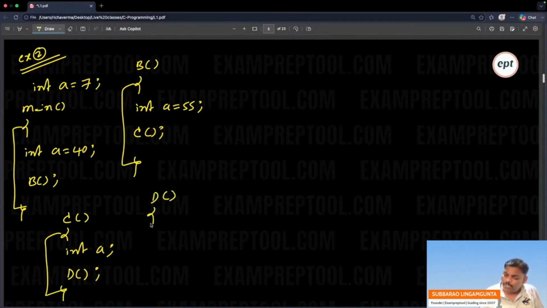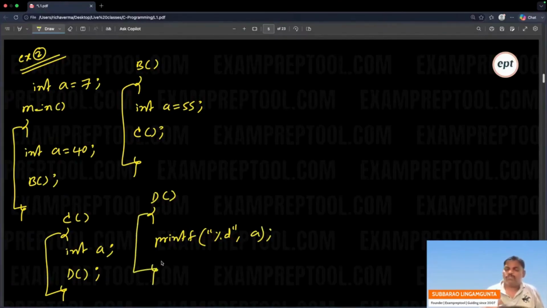Guarantee at the end of this, you will get more clarity. Next one, D. In the D function, everyone observe. In the D function, printf percentage d, A. Yeah, take this program first. What is the output? Within a few minutes, we will see what the output is.